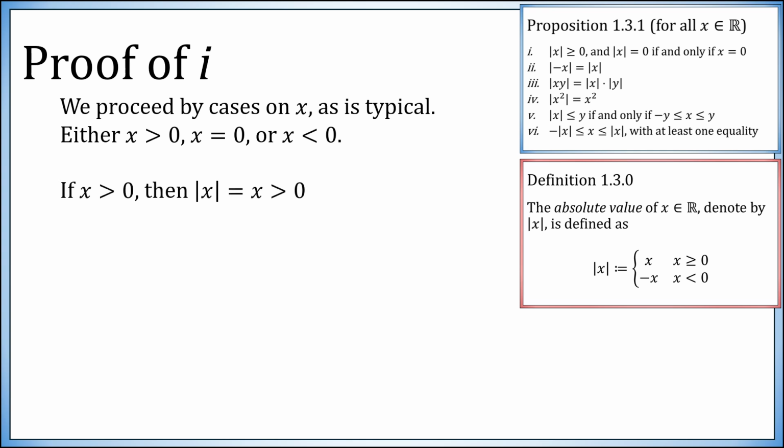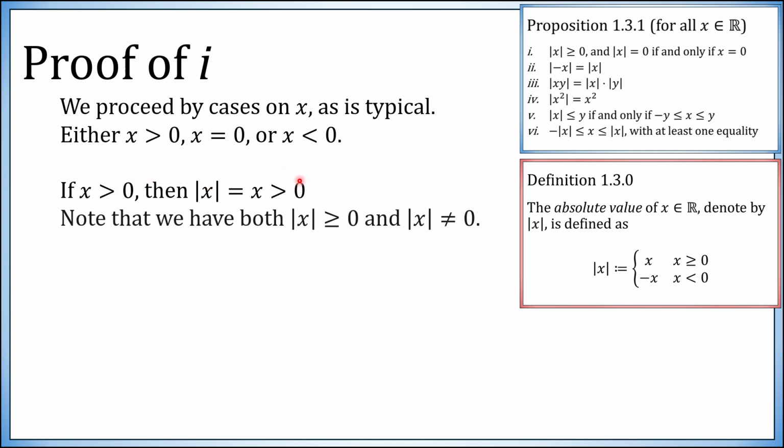First, assume x is positive. So we're assuming x is positive. That's one of our three cases. When x is positive, the absolute value of x equals x. And what did we know about x? It was positive. So if x is positive, the absolute value of x is also positive. Okay, so we have achieved that the absolute value of x is bigger than or equal to 0 as desired. And because it was positive, it is in fact not equal. So we have addressed part of this claim as well.